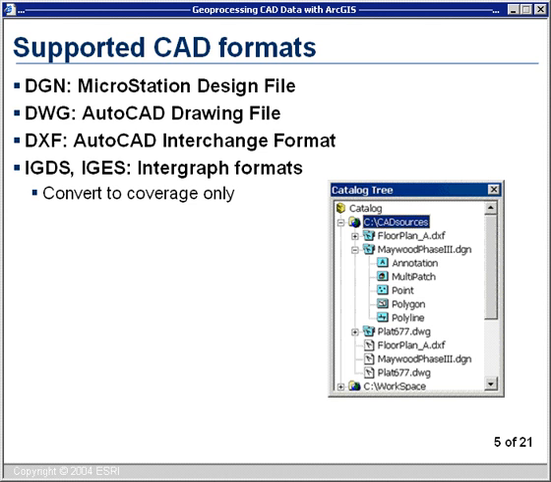So as you can see in the catalog tree screenshot that we have on this slide, each of these files, DXF, DGN, and DWG, are all treated the same using the direct read technology. So we have an individual drawing file and that feature data set. In addition, if you have the ArcInfo license, you can convert the older Intergraph formats IGDS and IGES into coverages.